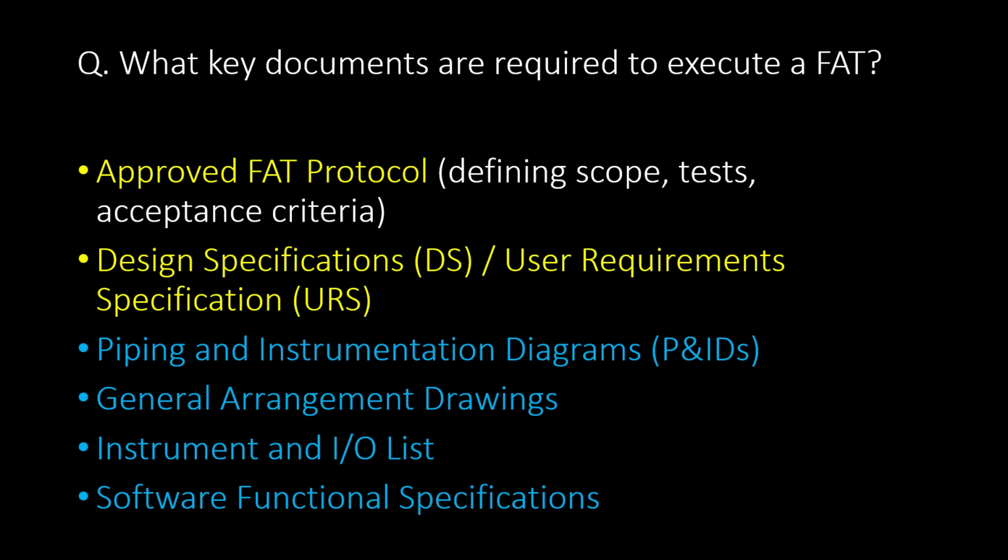What key documents are required to execute a FAT? Approved FAT protocol, which is defining scope, test, and acceptance criteria. Design specification, that is DS, or user requirement specification, that is URS. Piping and instrumentation diagrams, general arrangement drawings, instrument and IO list, software functional specifications.